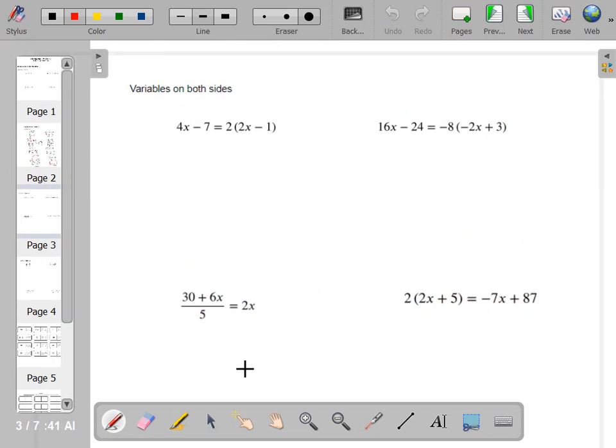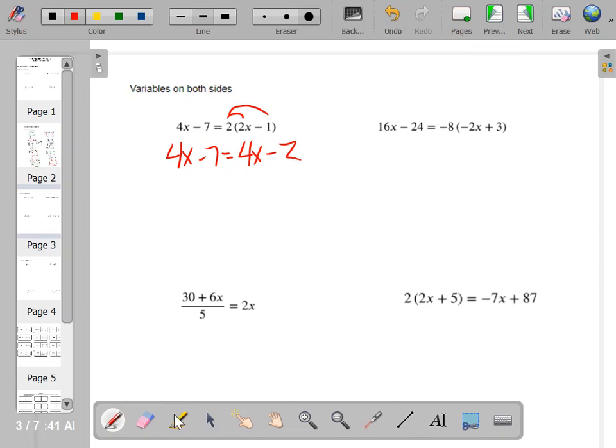Let's try some now that have variables on both sides. If you see you've got parentheses, first thing I want to do is distribute. 4x minus 7 equals 4x minus 2. Wait a minute. If you subtract 7 from something, 4x, and you subtract 2 from something, 4x, you're never going to get the same thing. So I'm going to keep going though.